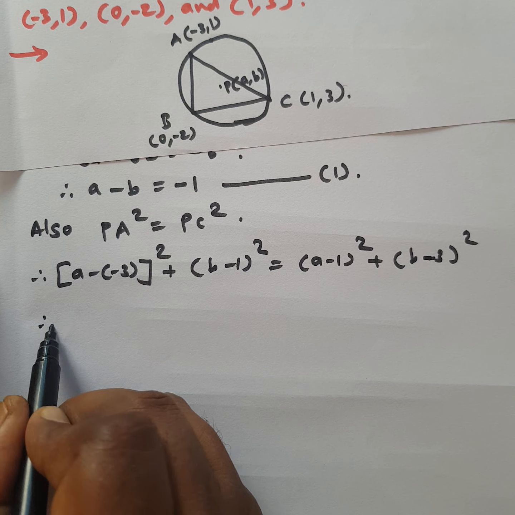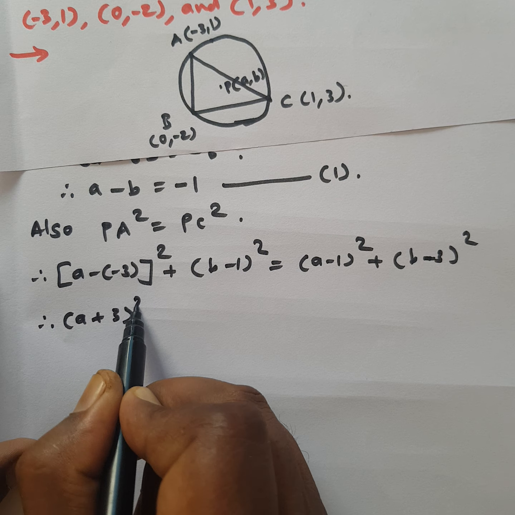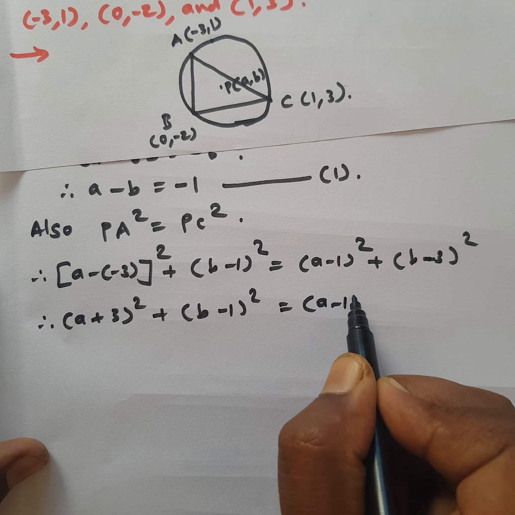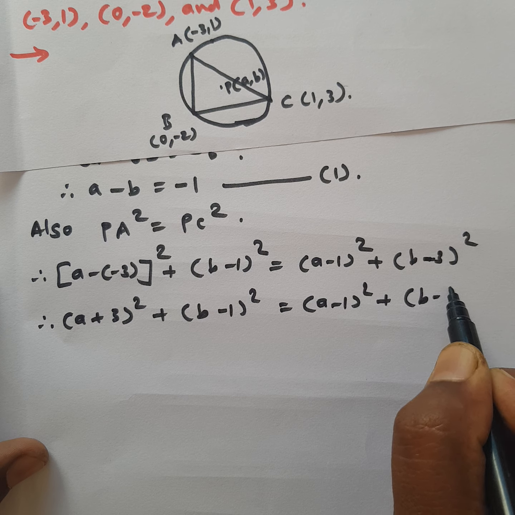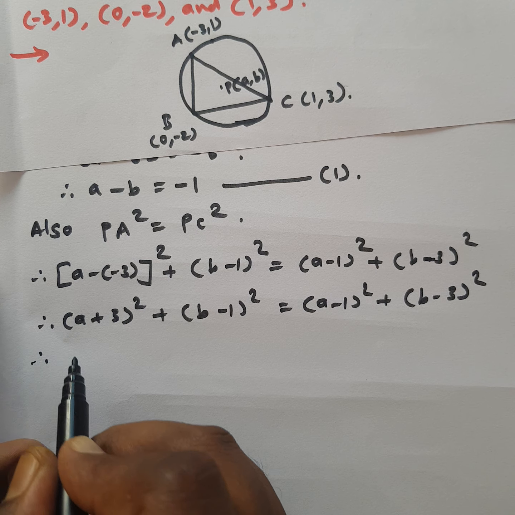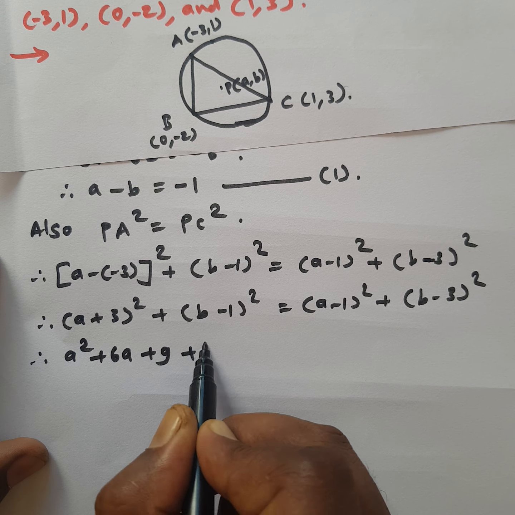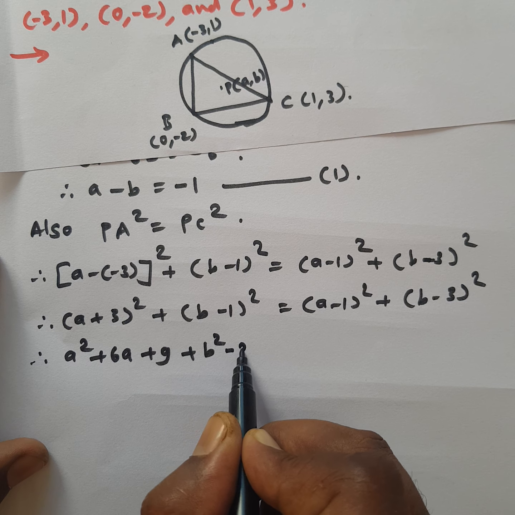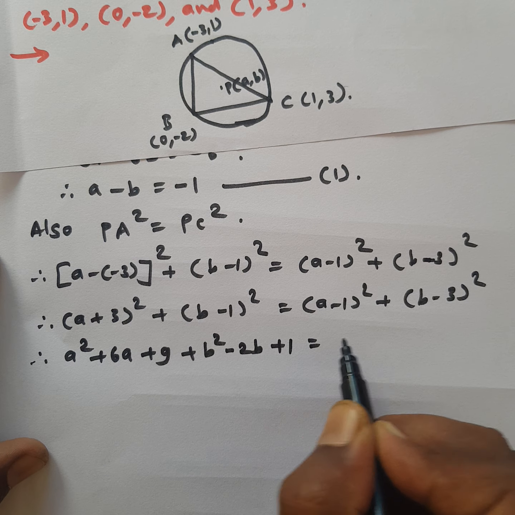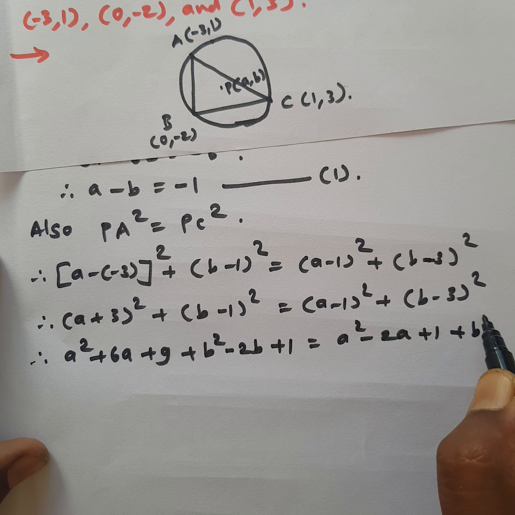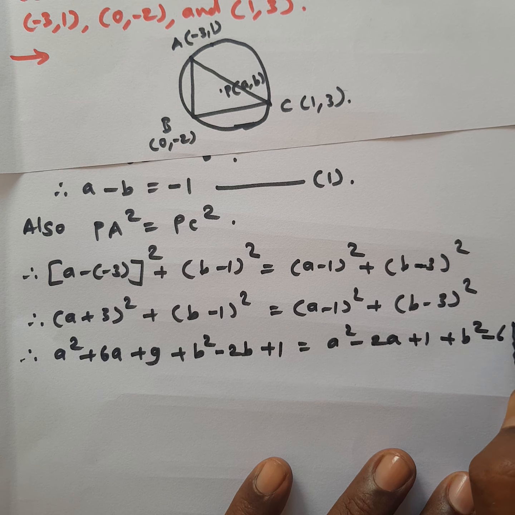Therefore, (a plus 3) squared plus (b minus 1) squared is equal to (a minus 1) squared plus (b minus 3) squared. Squaring, here a square plus 6a plus 9 plus b square minus 2b plus 1 is equal to a square minus 2a plus 1 plus b square minus 6b plus 9.